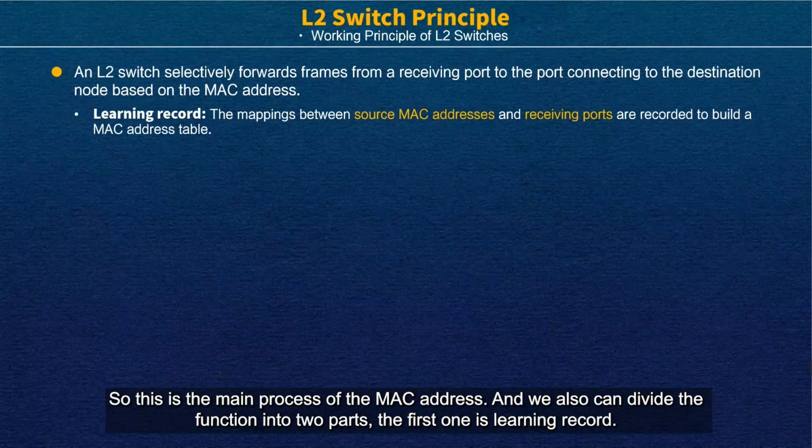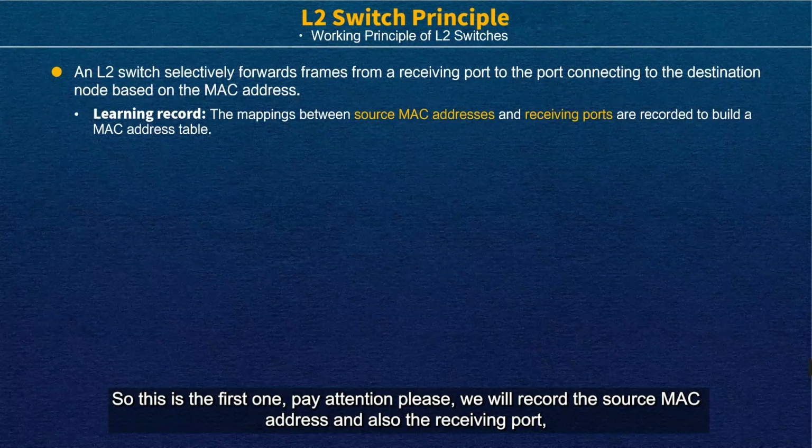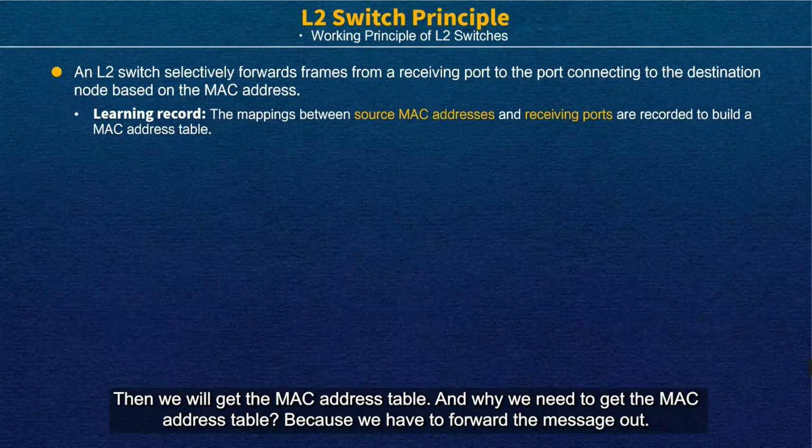And we can also divide the function into two parts. The first one is learning. The mapping between the source MAC address and the receiving port is recorded to build a MAC address table. Pay attention, please. We record the source MAC address and the receiving port, not the destination MAC address. Then we will get the MAC address table. And why do we need the MAC address table? Because we have to forward the message out.